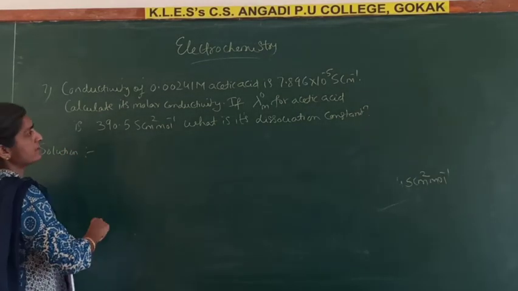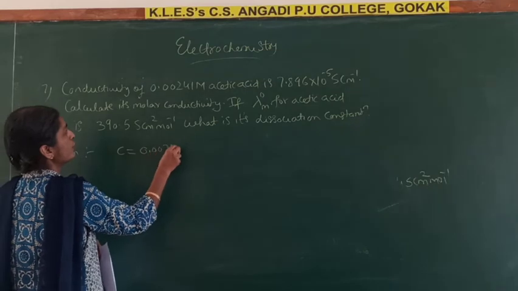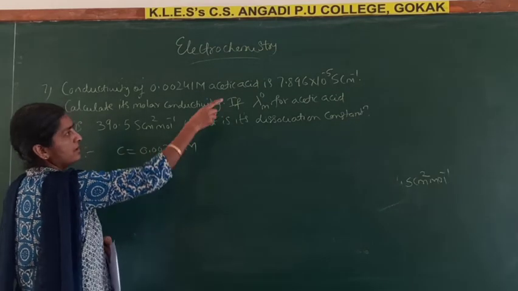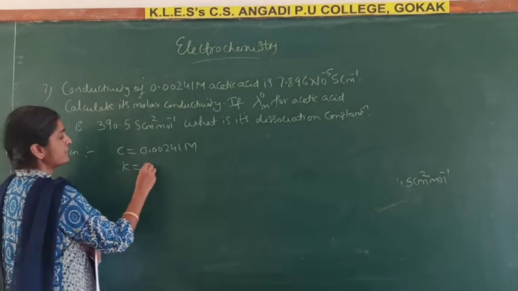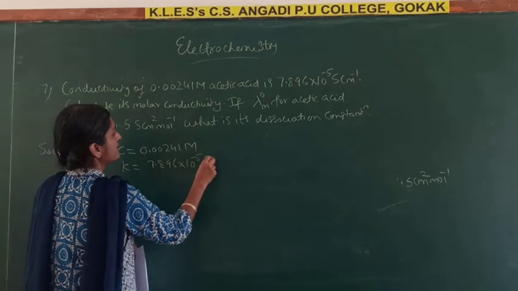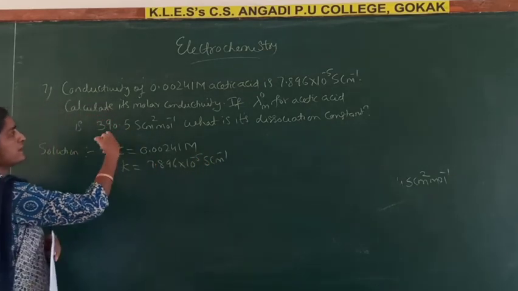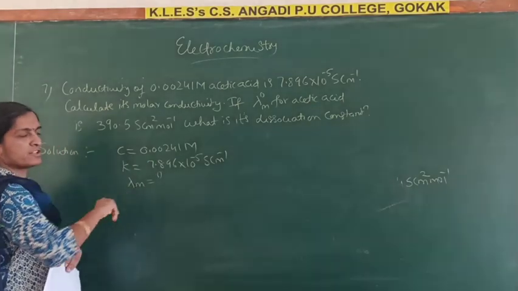Okay, so what is the given data? Concentration is given to you, 0.00241 molar. Next you are given conductivity. Conductivity is given by the symbol kappa. So 7.896 into 10 raised to minus 5 Siemens per centimeter. Next, what you have to find out? Molar conductivity. So first we shall do this part.